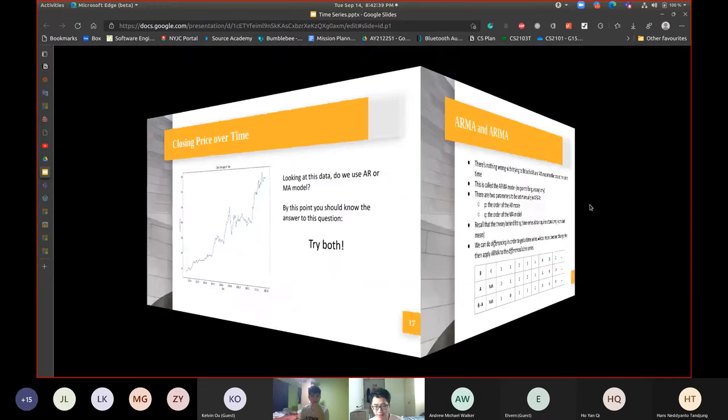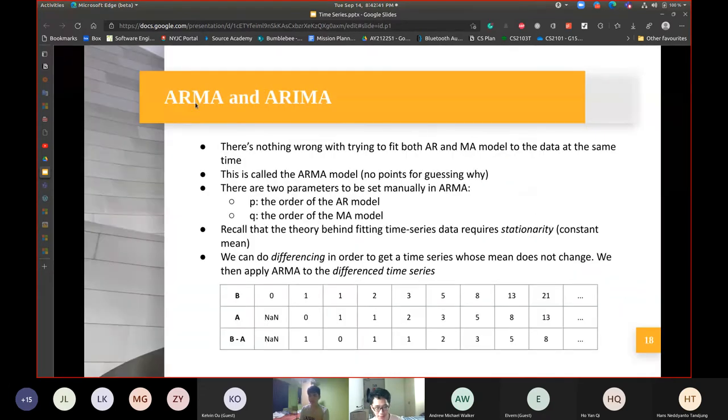And when you combine AR and MA, you get ARMA. They literally just add the two letters together. And ARMA has two parameters. One is P, which is the order of the AR in ARMA, and Q, which is the order of the MA. Which is why they separate the letters up, like they call the order for MA Q and not P, so that it's easier for this.